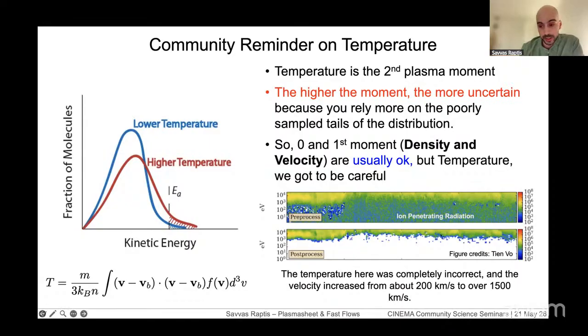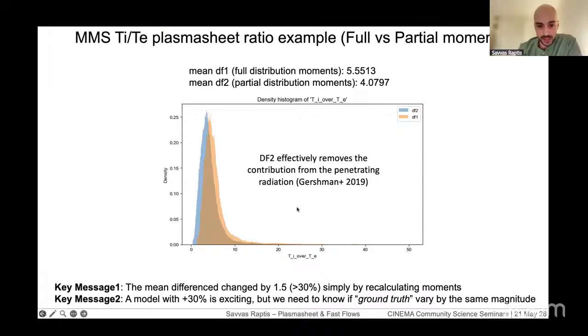You see a great example here made by Tien Vo, which I asked him to run through his algorithm, which is openly available, by the way, so it's easy to find on GitHub. I forgot to put a link here. But you can remove the ion penetrating radiation coming from SEPs, which can have a very drastic difference on the actual calculation of moments. What this slide really wants to say is that the ground truth can vary a lot depending on the process. So when we have a model being accurate, we need to remember what we are comparing it with.